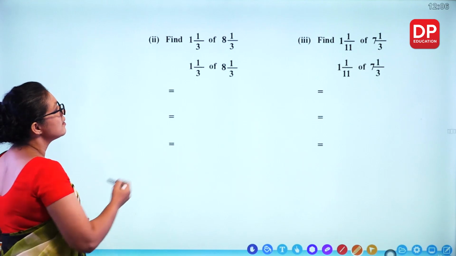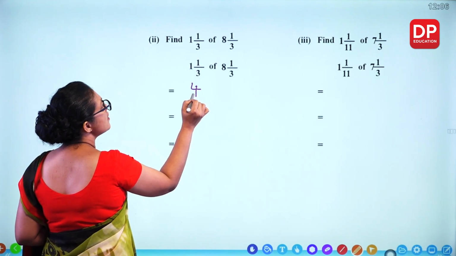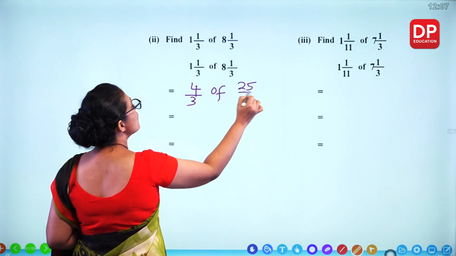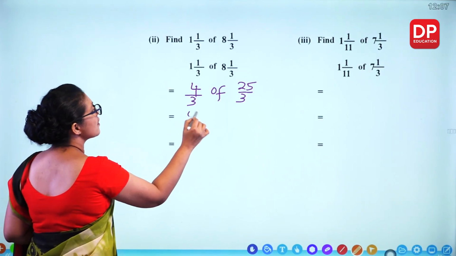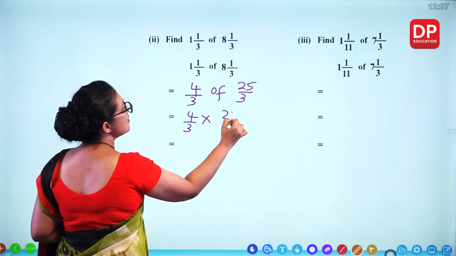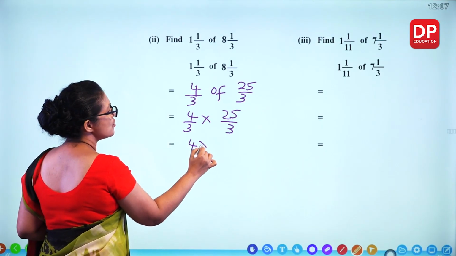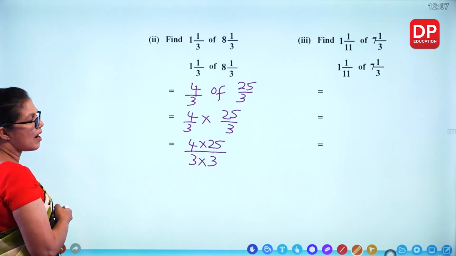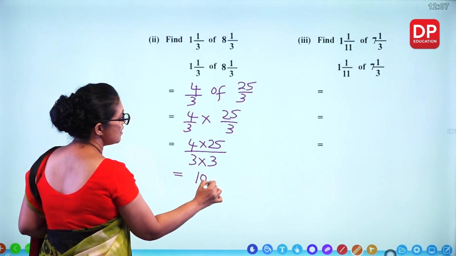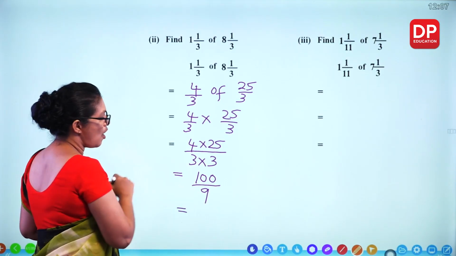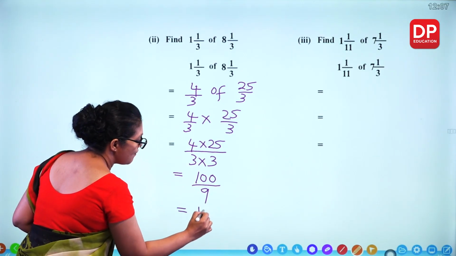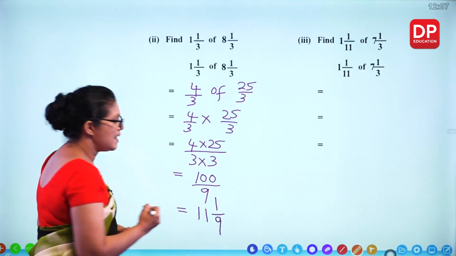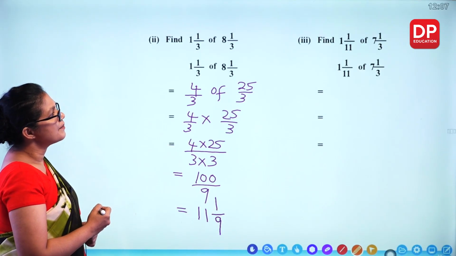This one, 3 times 1, 3 plus 1, 4. 4 over 3 of 25 over 3. Multiply these two fractions. To do that, you take the numerator separately and the denominator separately. You can't simplify, so 100 over 9. How many 9s for 100? That's 11. 11 times 9, 99. 1 remaining. So you can write 11 and 1 over 9.